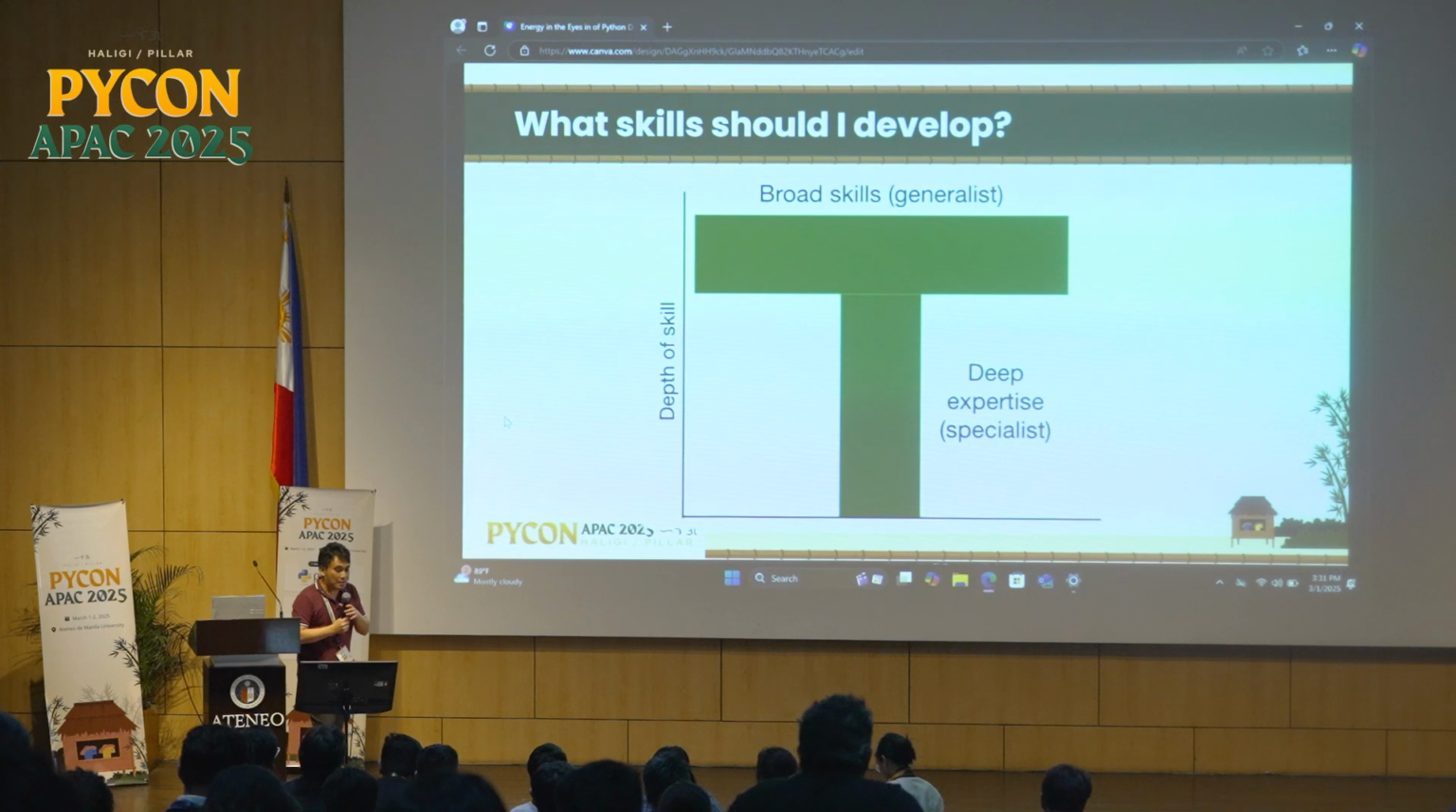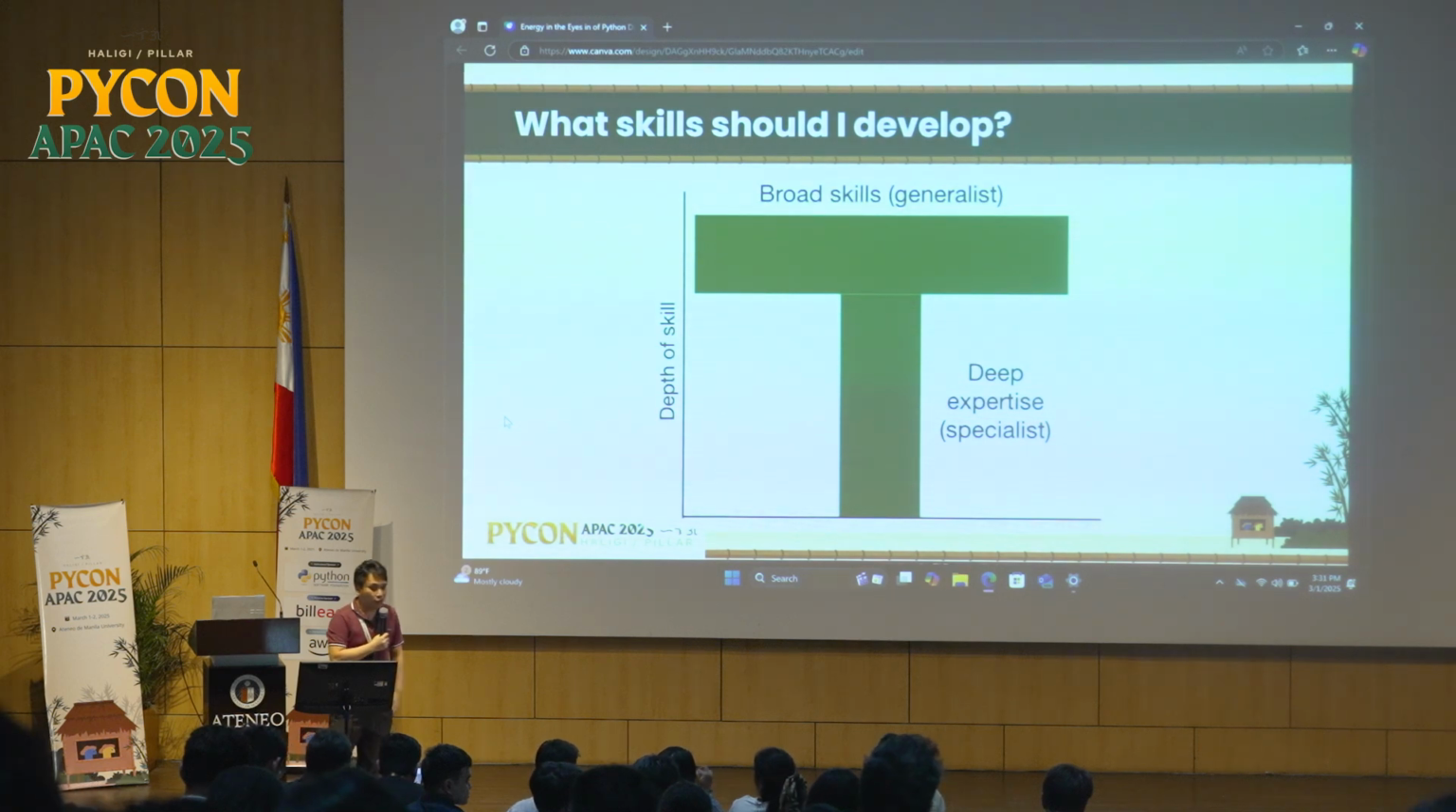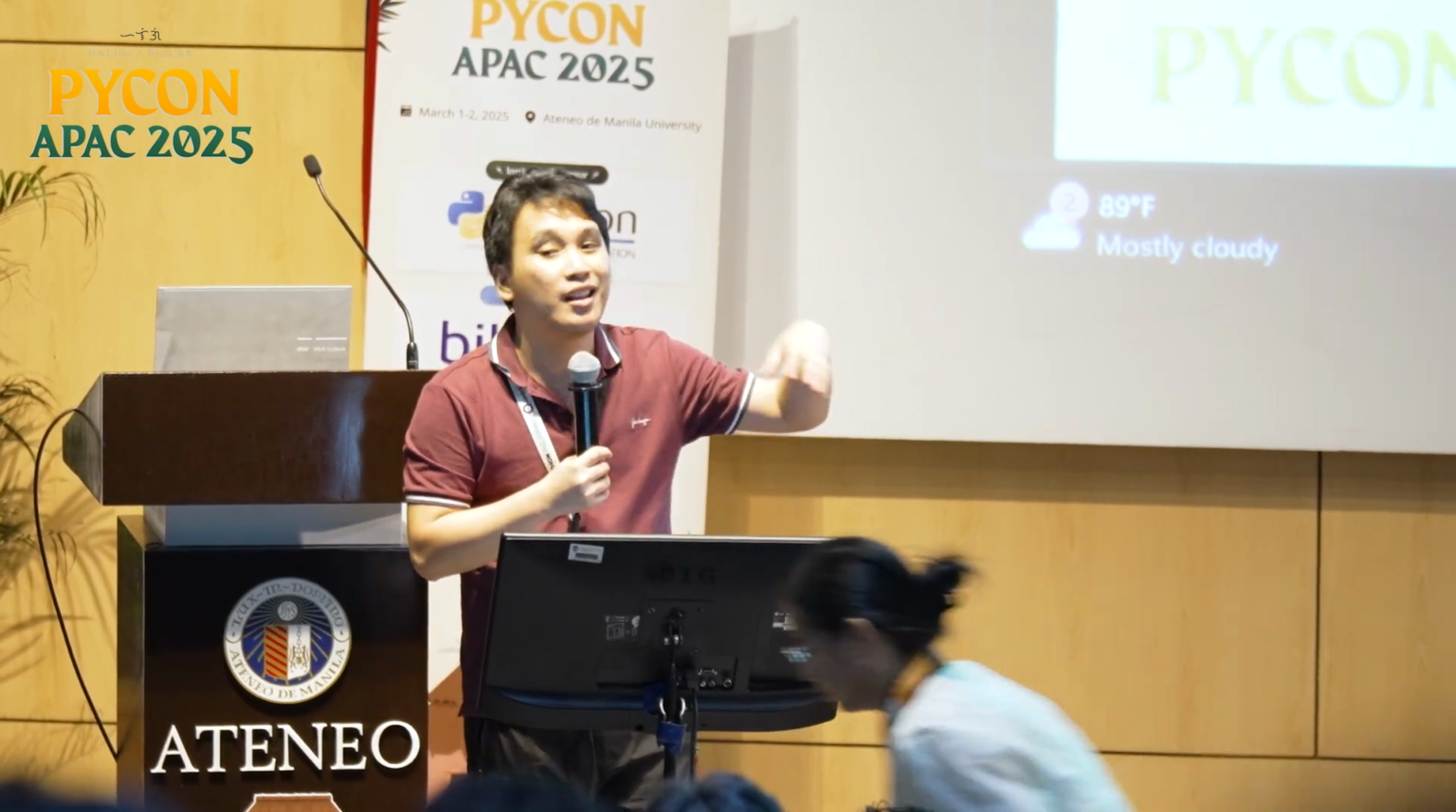Okay, so I have three slides left. What skills should I develop? I've come from a geomatics background, and I already had some idea about geospatial solutions, how to work with satellite imagery, GIS, and so on. And I developed my Python skills by going to a research project, then a startup for about 6 years.